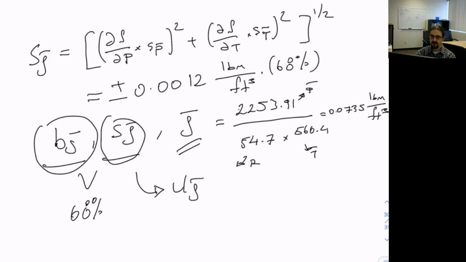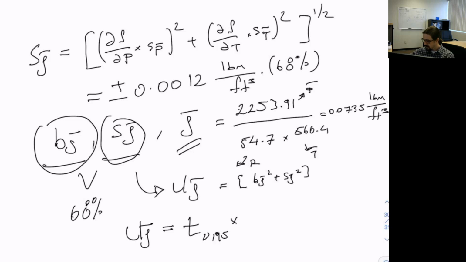To do that, we need one more step. U rho bar is defined as, since we wanted it at 95 percentile, we're going to have to do the t adjustment. U rho bar is defined as t, degrees of freedom at 95 percentile, times u rho bar, and u rho bar can be defined just like RSS: that will be B rho bar squared plus S rho bar squared, in square root.